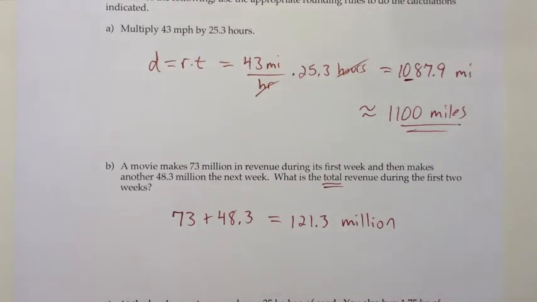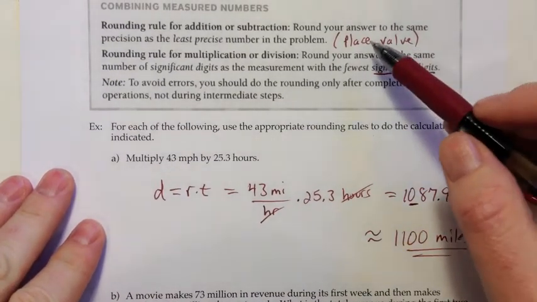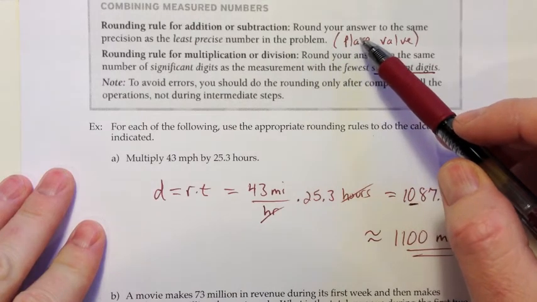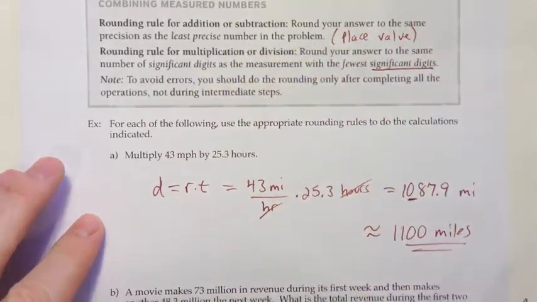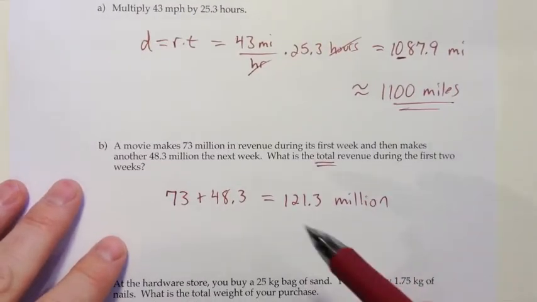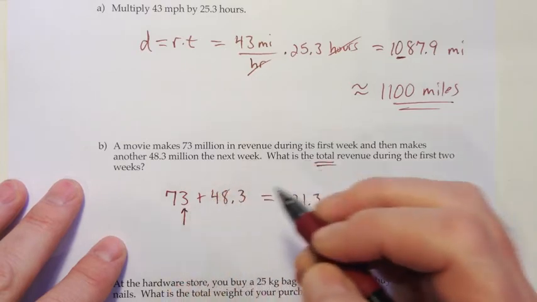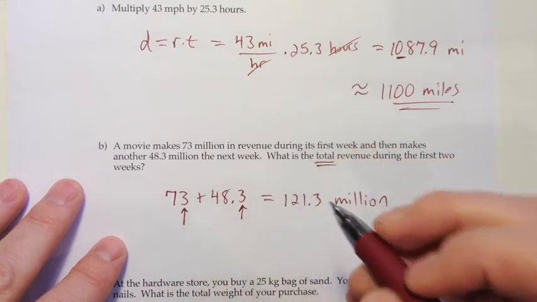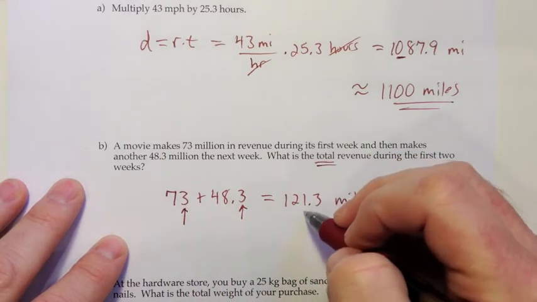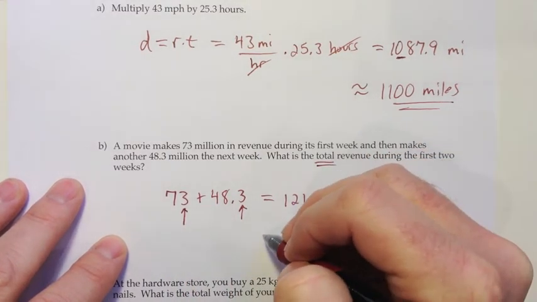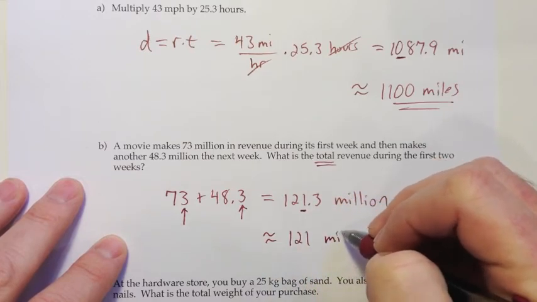And we'd be tempted to just leave it there, but if you look back up at the addition rule for numbers, it says you should round your answers to the same precision as the least precise number. So it's not about digits anymore, it's about place value. And this one went to the nearest ones place, this one went to the tenths. So the least precise was this one, to the ones, so I would round that off to the ones here as well, and say that's approximately 121 million.